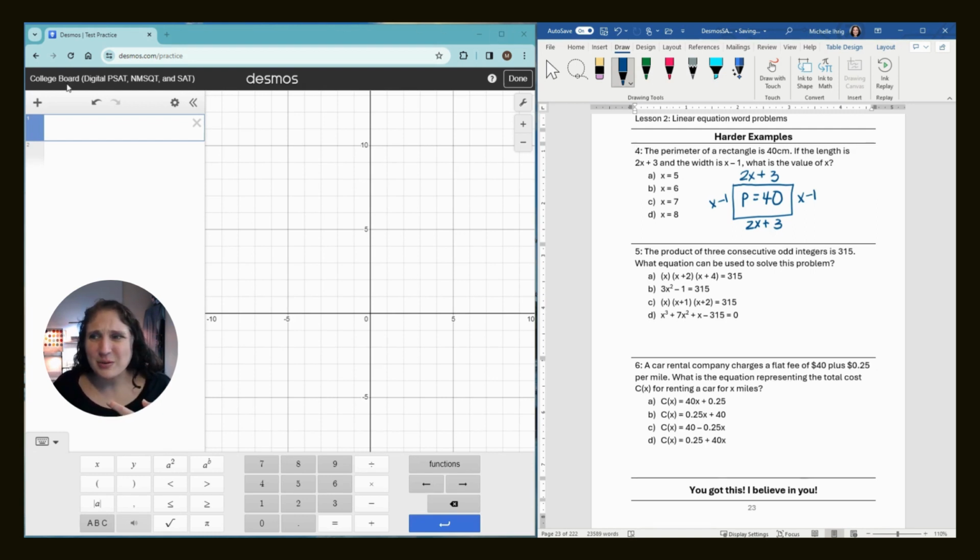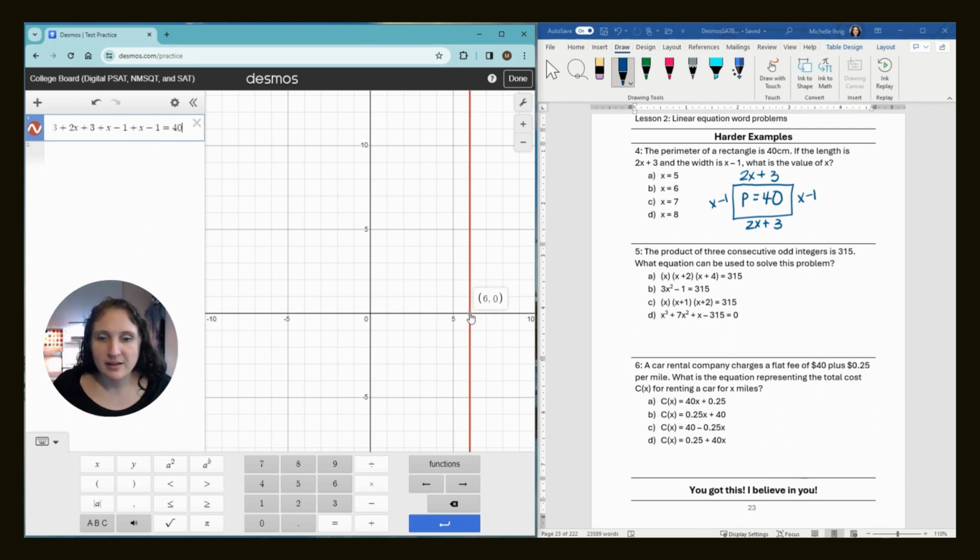Let's go over to Desmos. So I'm going to start with my 2x plus 3. We know we have 2 of those, so I'm going to type 2x plus 3 again. Then I've got x minus 1, and I've got 2 of the x minus 1 side, so I'll type that in again. And what does it equal? 40. There it is. My problem is done.